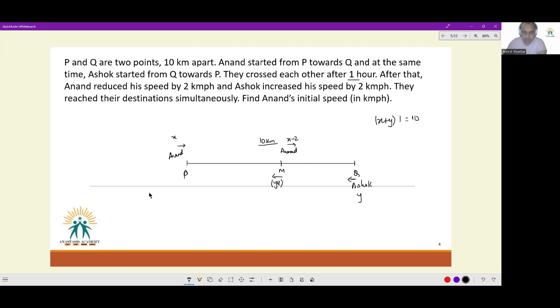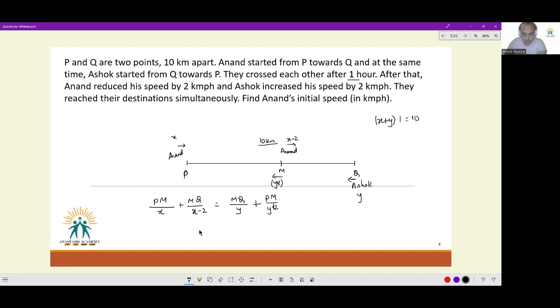Now see, they're reaching the destination simultaneously. The distance PM, Anand has traveled at the rate of X, and MQ, he has traveled at the rate of X minus 2. Correspondingly, Ashok has traveled the distance of MQ at the rate of Y and traveled PM at the rate of Y plus 2. And the time taken in both these cases is identical.